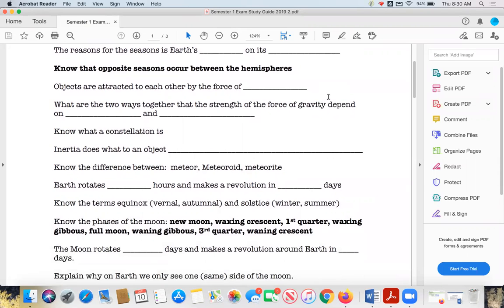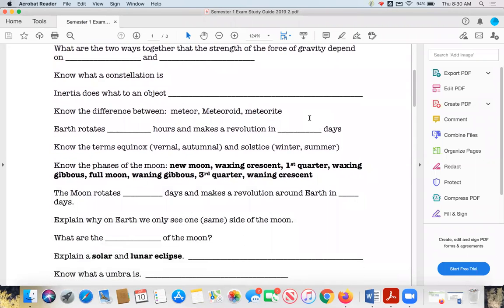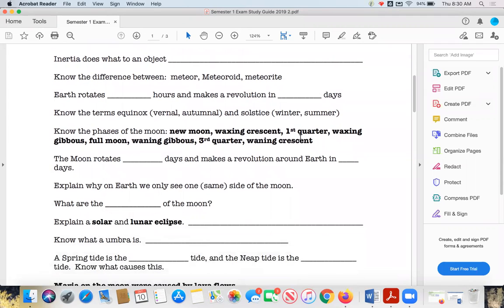Know what a constellation is. Inertia does what to an object? Know the difference between meteor, meteoroid, and meteorite. Earth rotates in how many hours and makes a revolution in how many days? Know the terms equinox, vernal, and autumnal. Solstice, which is winter and summer. Know the phases: new moon, waxing crescent, first quarter, waxing gibbous, full moon, waning gibbous, third quarter, waning crescent. And also draw a little picture above or underneath the words, and that'll help you there.